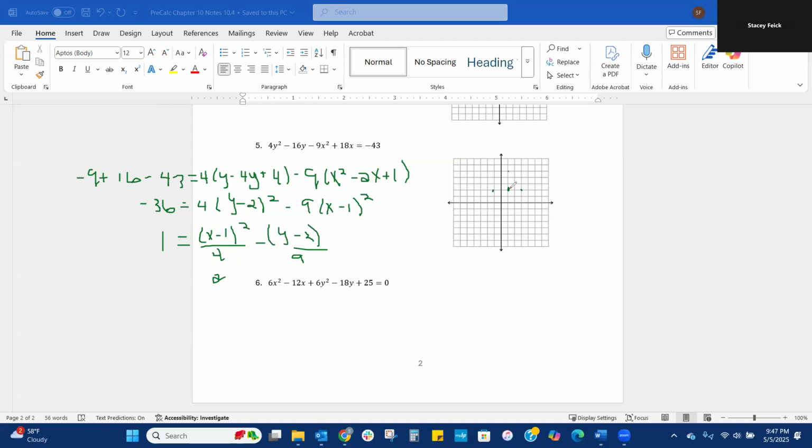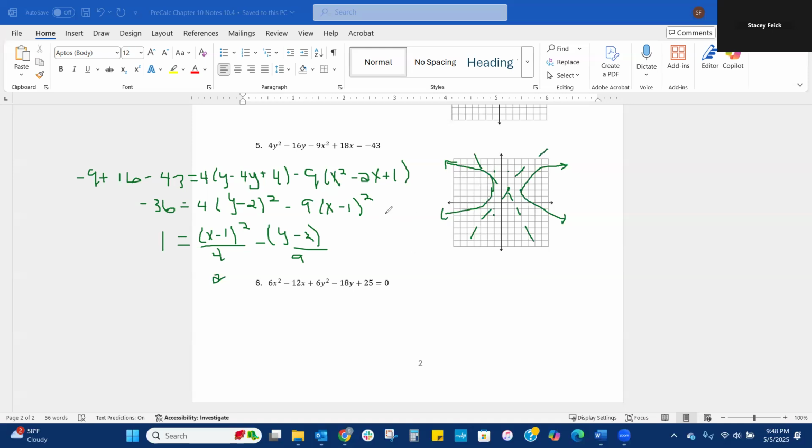Where are my vertices? I got lost here. Oh, no, those are my vertices over here. Sorry. Okay, those are my vertices. So now I can go up 3 and down 3 from the vertices. 1, 2, 3. And we can go up 3 and down 3 and create my asymptotic lines. And then we can graph the hyperbola.